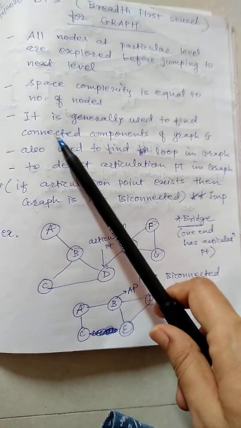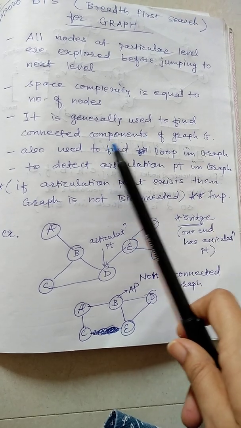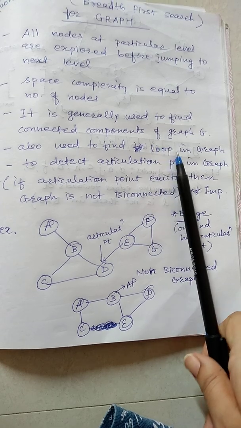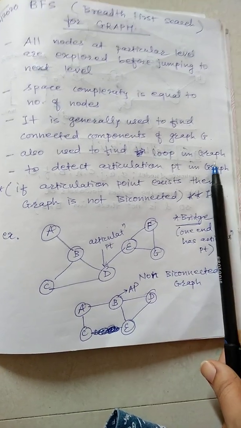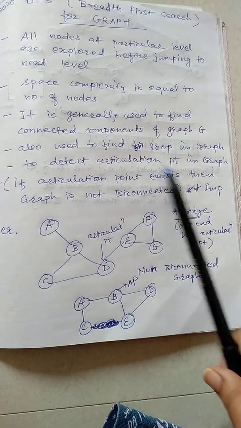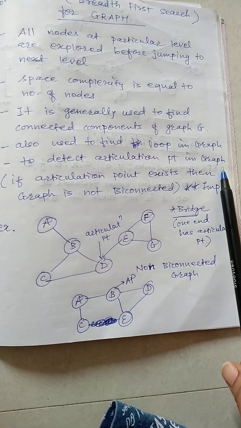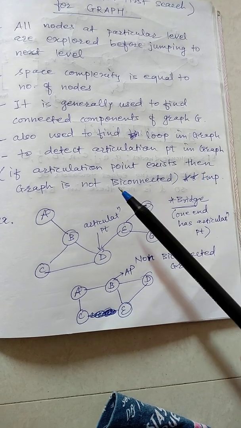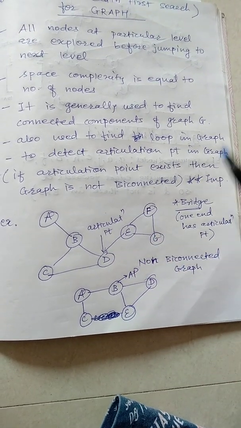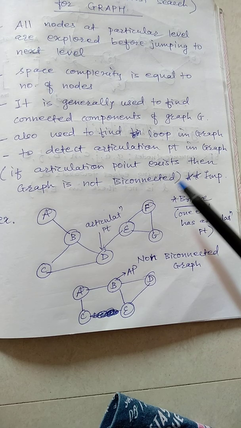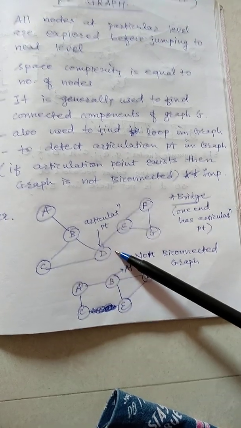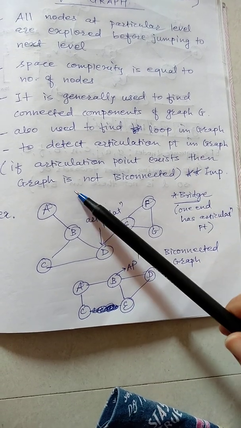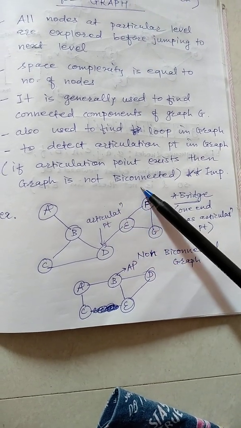This breadth-first search is generally used to find connected components of the graph. It is also used to find the presence of a loop in the graph. It is used to detect articulation points in the graph. An articulation point is a node whose removal disconnects the graph into two connected components. That node we call an articulation point. If an articulation point exists in the graph, then we say that the graph is not biconnected.